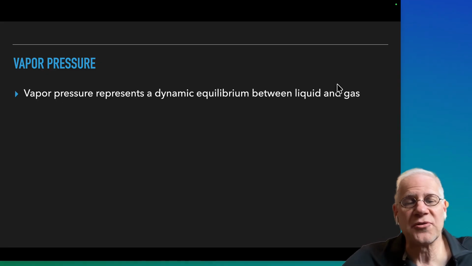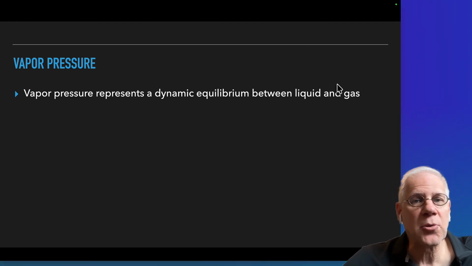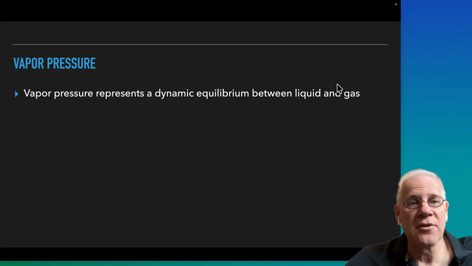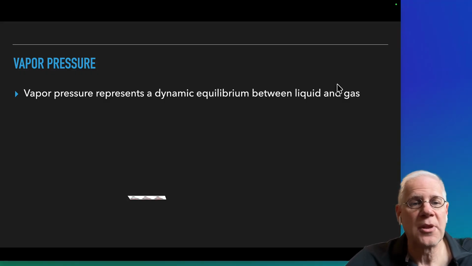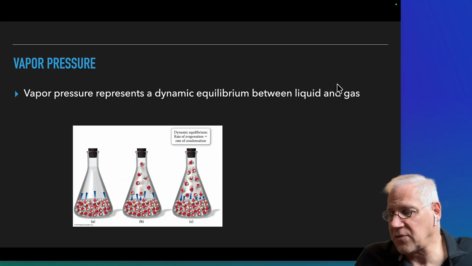So let's get back to this idea of vapor pressure. So vapor pressure does represent a dynamic equilibrium between the liquid and the gas. It's the reason that at a certain temperature, there is a very specific value for the vapor pressure. So you don't have more and more molecules just continuously evaporating. If you have a closed system, you have molecules evaporating and recondensing back into that liquid as we see here.